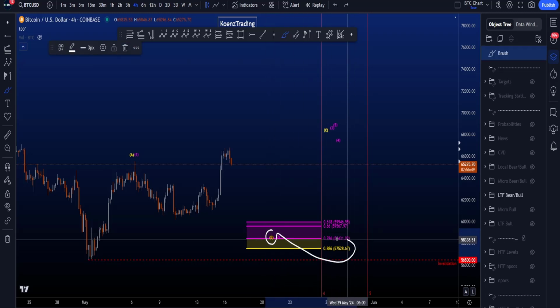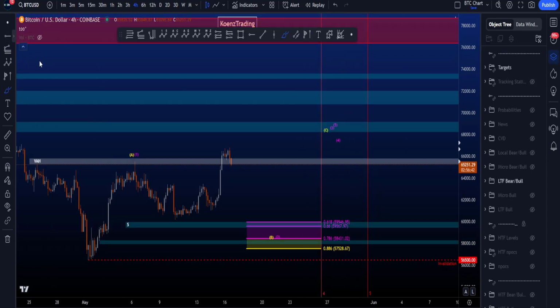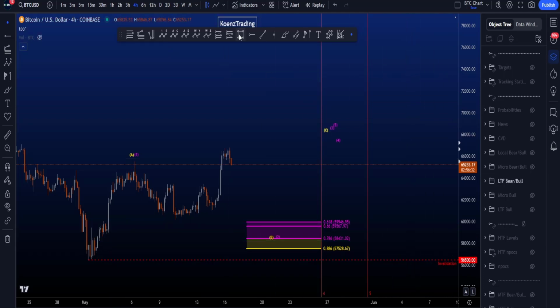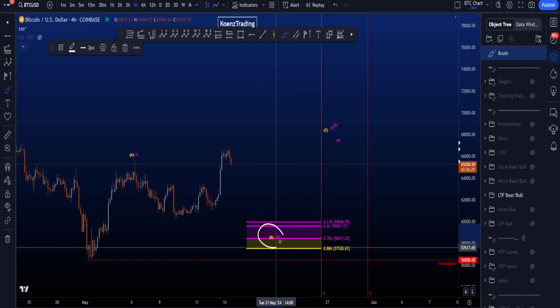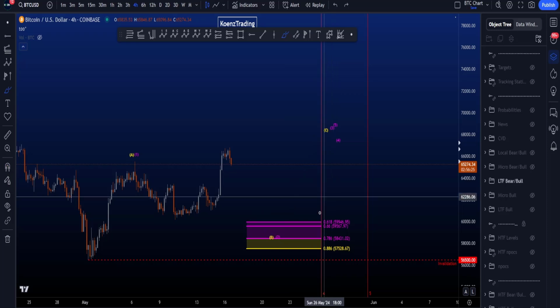For a wave B, the 886 is also still a common target area at 57.5k. To the downside, we do have some additional support. We have the blue box here between 59.4k and 60k, and then another one between 57.9k and 58.3k. After wave B or 2, we're looking for continuation to the upside in a wave C or a wave 3.